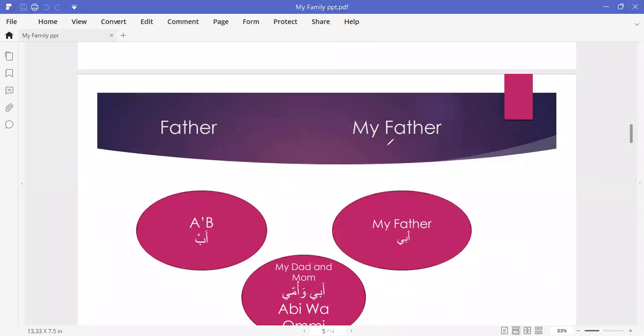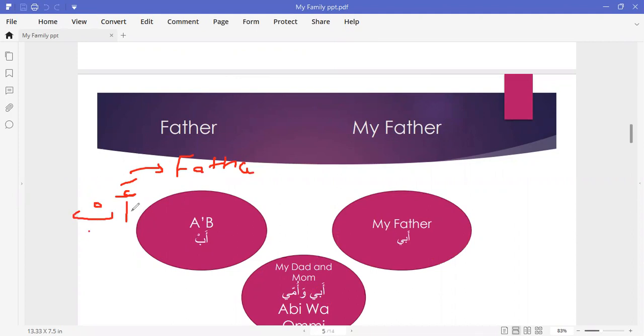Father, my father. I want to talk about my father, okay? Father means ab. How did I know? This is a, okay? What did I put here? A sound above. The sound above the letter is fatha. A, then this letter is ba. Ba with sukun becomes b.